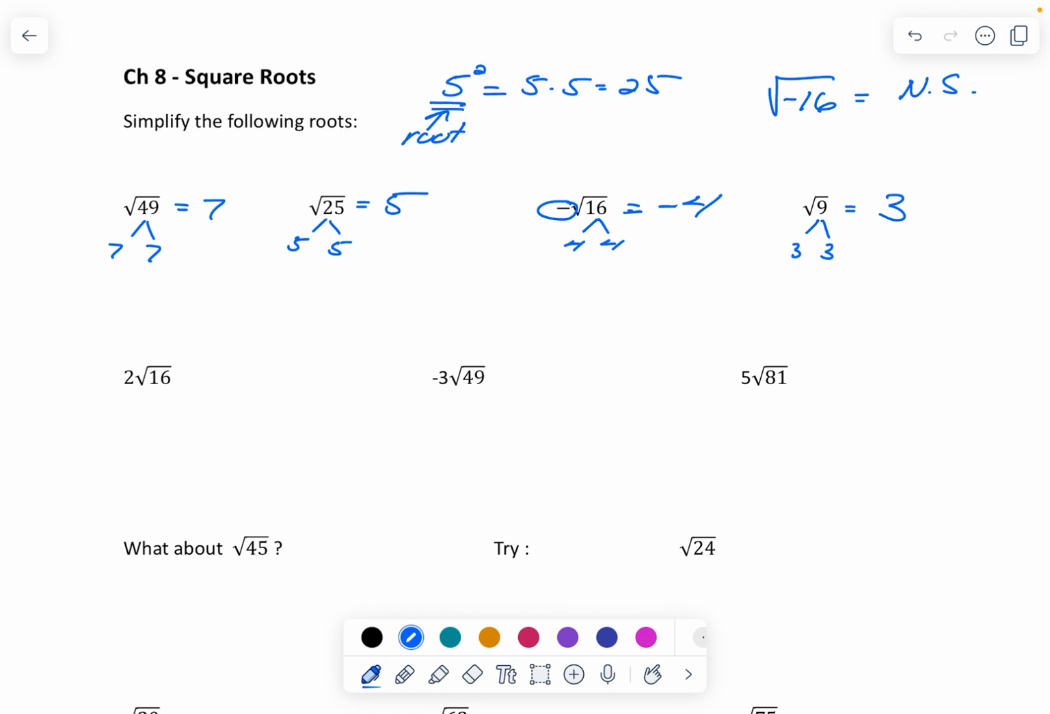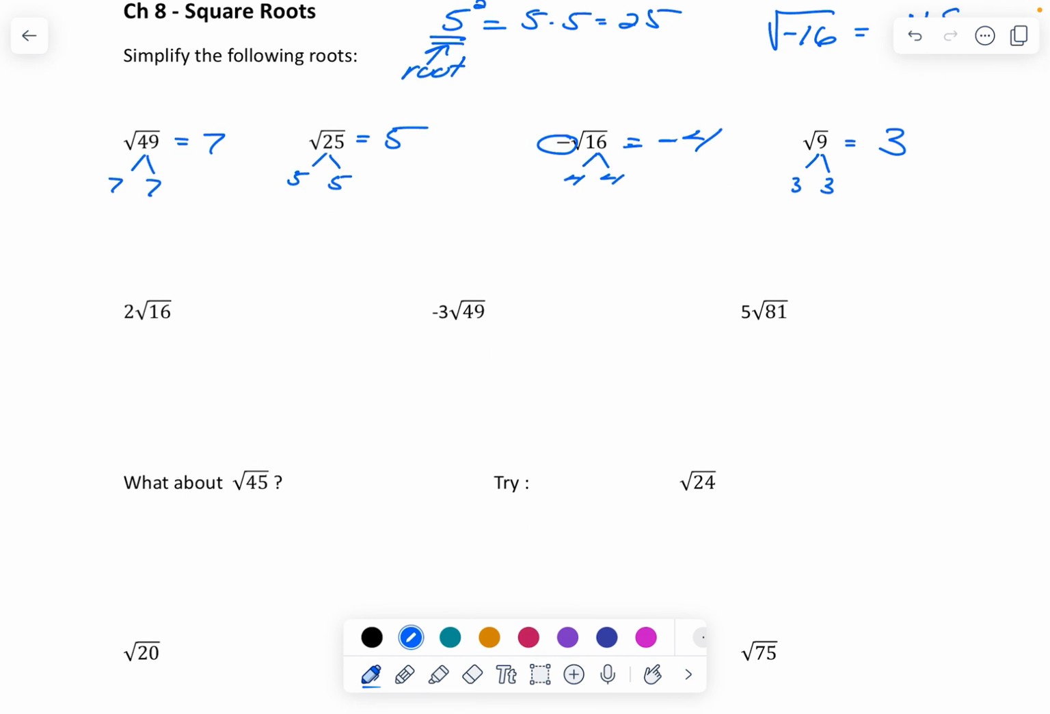Now these next problems here, there's a number in front, and we're still simplifying the square root. So for example, this one here, we already know this is 4 times 4. And so this 2 is still in front. It's kind of like when it's 2 square root of 16, it's like 2 times the square root of 16. When things are next to each other, it means multiplication. So this is going to turn into 2 times 4, because 4 is the square root of 16. And our final answer, 8.